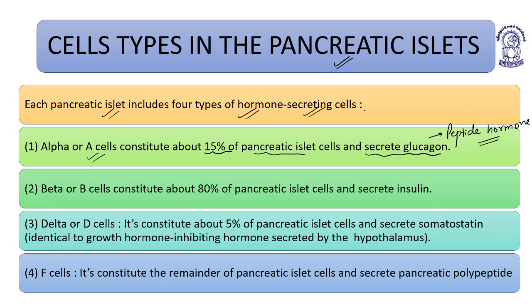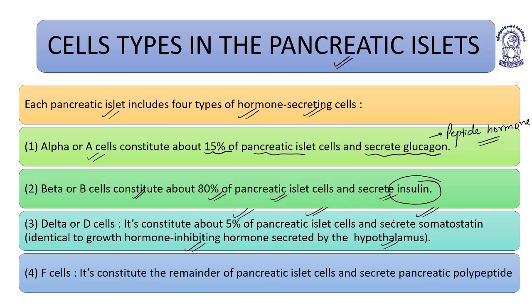Beta cells or B cells constitute about 80% of the pancreatic islets and secrete insulin. Delta cells or D cells constitute 5% of the pancreatic islet cells and secrete somatostatin, identical to growth hormone inhibiting hormone secreted by the hypothalamus.